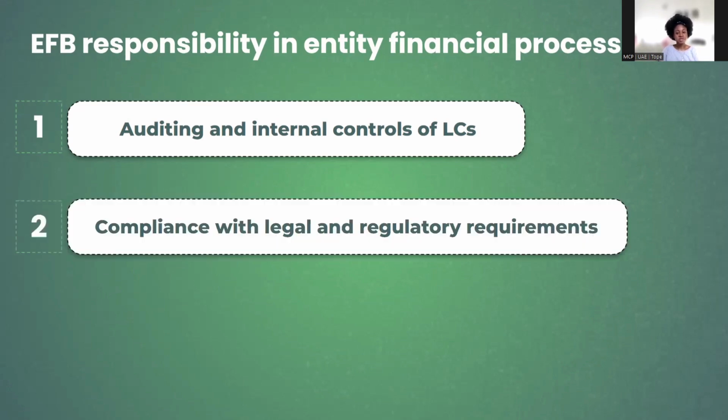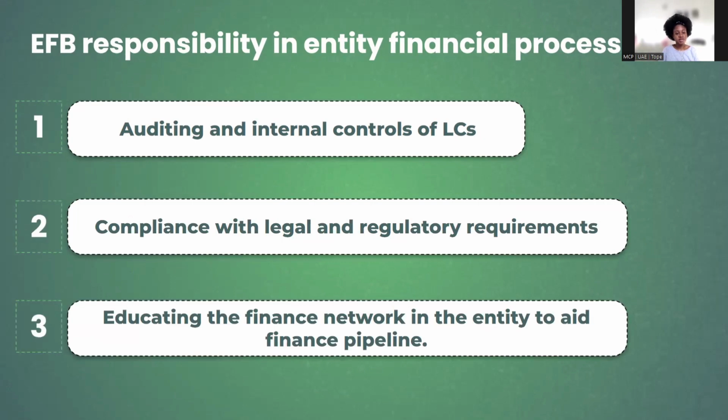The second one is compliance with legal and regulatory requirements. So just making sure that the financial processes are in line with whatever legal requirements there are in that country, because the EFB would know better, which is why we always advise that the EFB should come from your country rather than having an EFB chair from an international or a foreign country. And then the third one is educating the finance network in the entity to aid the finance pipeline.